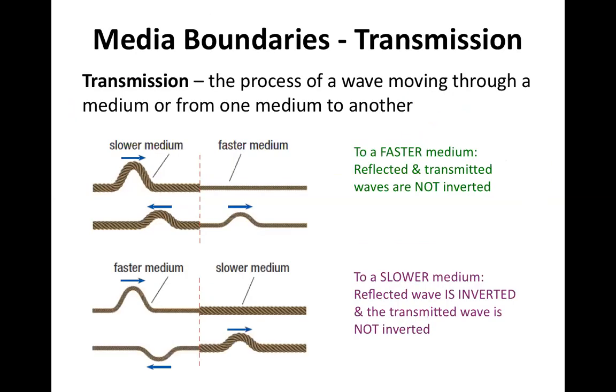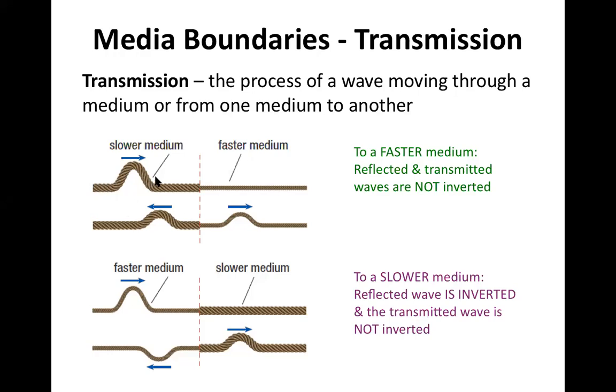Now, a wave hitting a boundary doesn't have to only reflect. When a wave hits a boundary, some of the energy can be transmitted or go through to the other medium, and some of it could be reflected. So realistically, there are not many examples where there's 100% reflection.